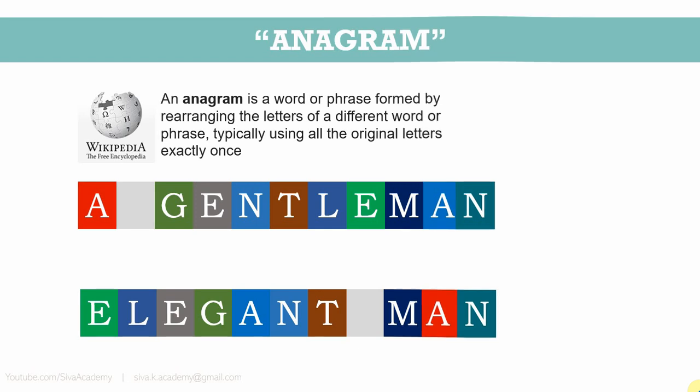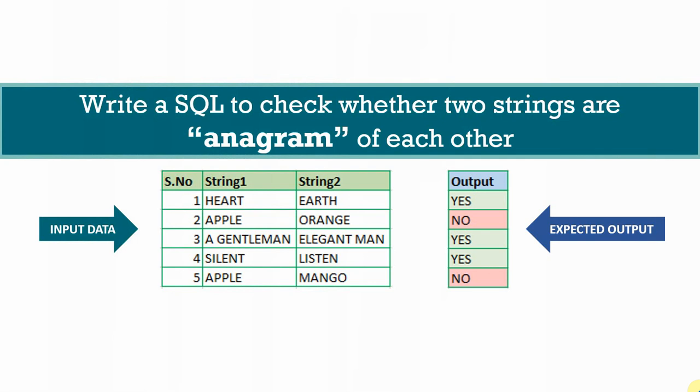Now let us check our question. We are provided with sets of strings like heart, earth; apple, orange; a gentleman, elegant man; silent, listen; and apple, mango. The expectation is we need to write a query to find which sets of strings are anagrams of each other. Heart and earth are anagrams of each other. Apple and orange is not an anagram. A gentleman and elegant man are anagrams of each other. Similarly, silent and listen are anagrams of each other. Apple and mango is not an anagram.